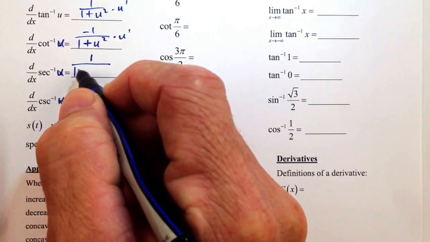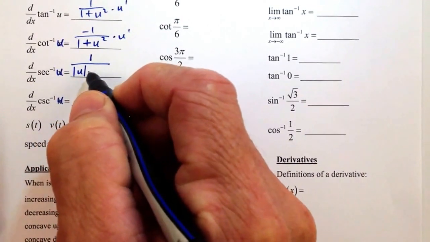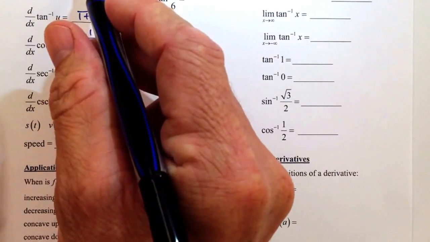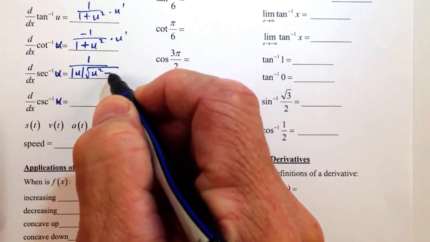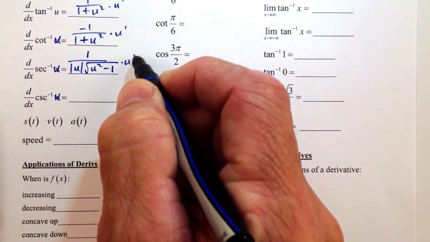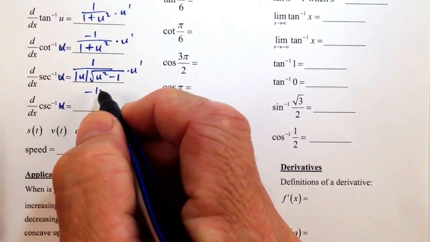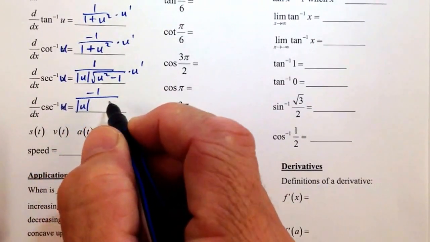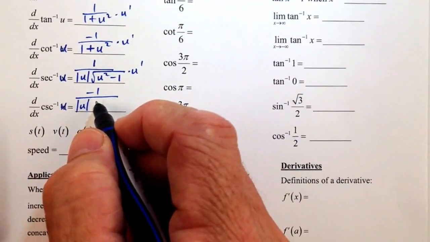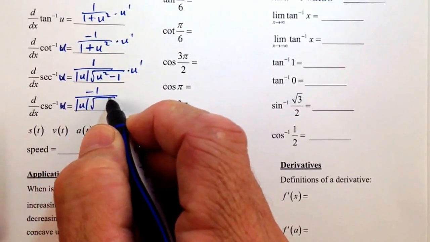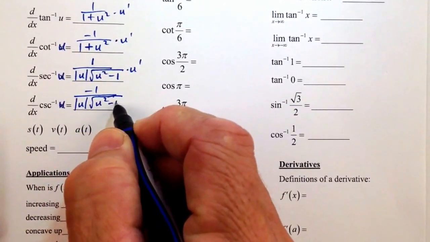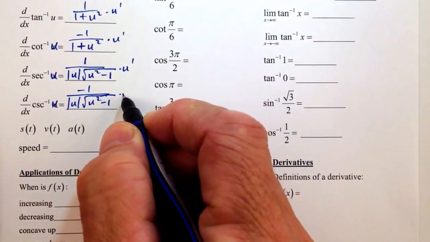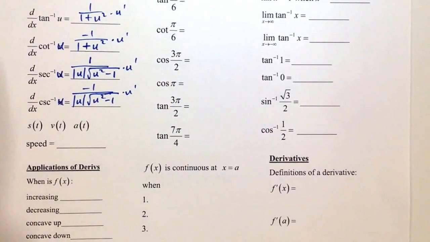Is the absolute value of u multiplied by the square root of, now it's the opposite of the sine cosine under the radical, u squared minus 1 multiplied by u prime, and then the inverse cosecant is the opposite of the inverse secant derivative, and then that means that we have a same thing down here in the denominator, absolute value of u, radical u squared minus 1 times u prime.